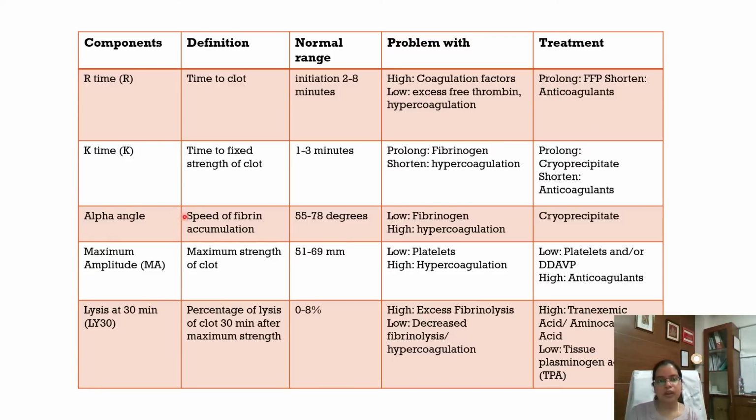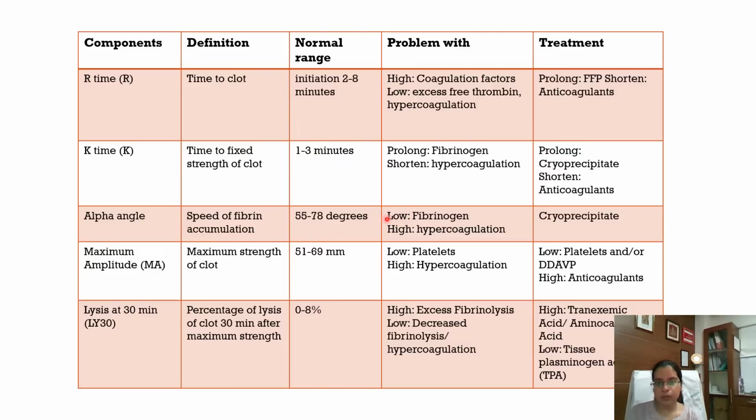K time is the time to achieve a fixed strength, that is 20 mm strength. If it is prolonged, we know there is a problem in fibrinogen, and if it is shortened, then there is hypercoagulation. So if it is prolonged, we will give cryoprecipitate, and if it is shortened, we will give anticoagulants. Now alpha angle, it is the speed of fibrin accumulation.